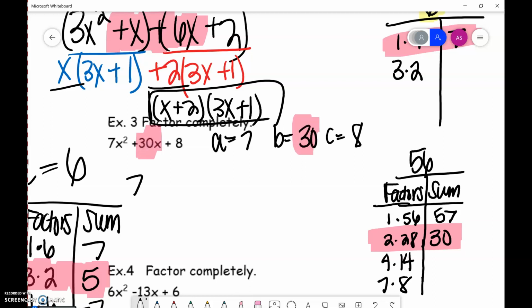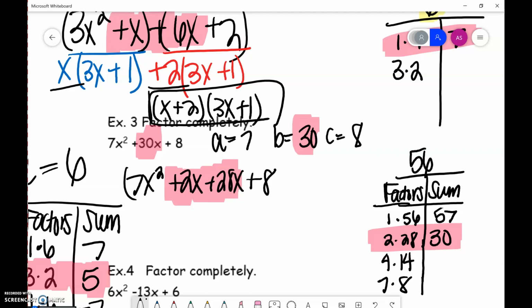So we're going to keep 7x squared. We're going to bring down positive 8. We're going to make 30x. 30x is going to become 2x plus 28x. We're ready to group. We find our GCF.